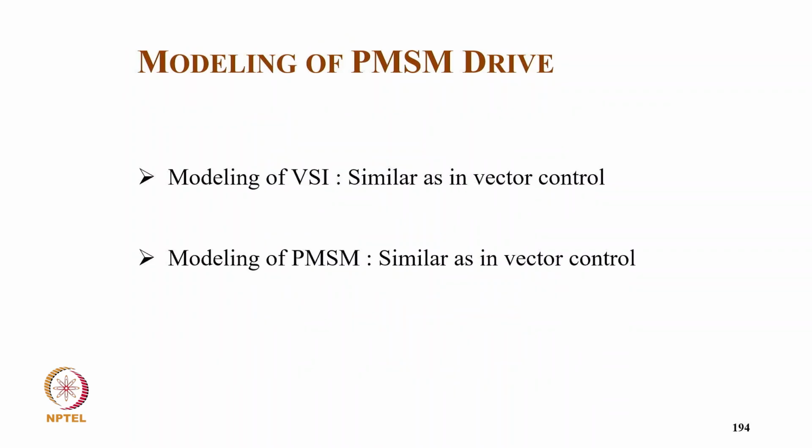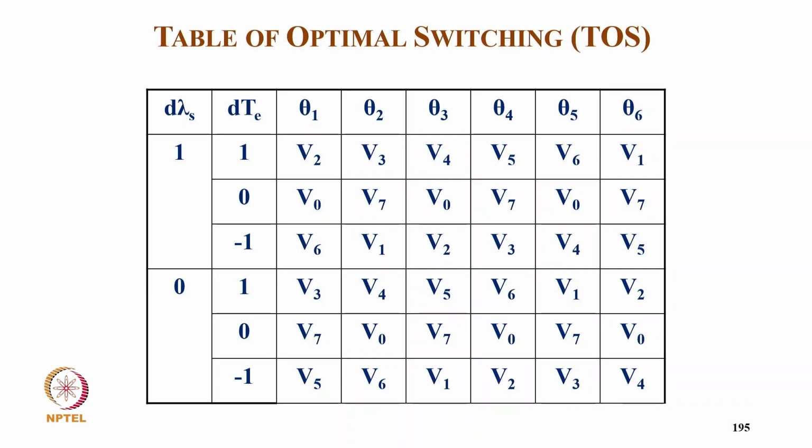Now coming to modeling of VSI, similar to vector control, modeling of PMSM similar to vector control, and this is a table of optimal switching, as we call it. Here we have a 2-level flux error d lambda, which is 1 and 0, and a 3-level torque error dTe, that is typically 1, 0, minus 1. From this, according to the sector, theta 1, theta 2, these are the 6 sectors, we get the switching function, typically from V0 to V7.